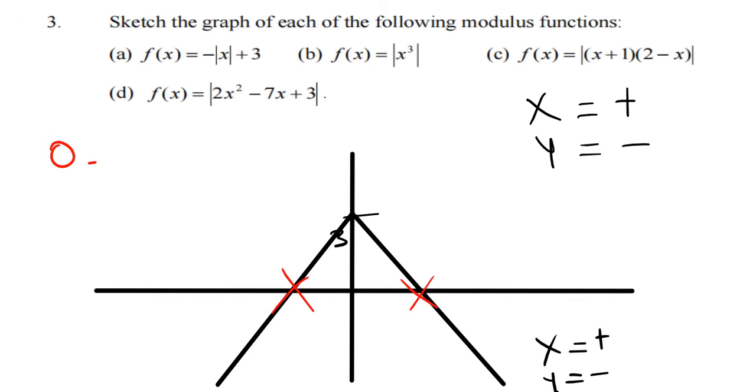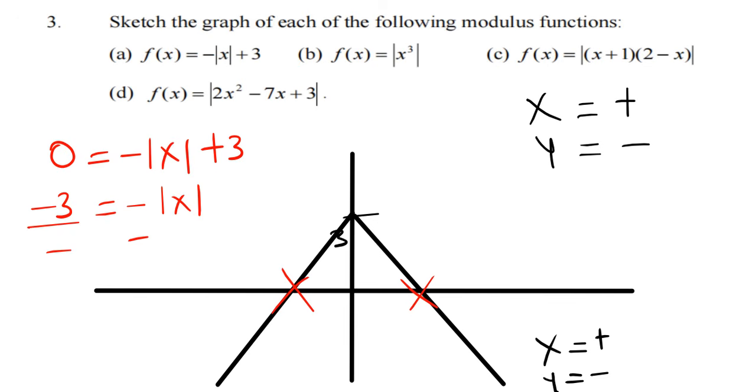So 0 will be equals to negative the modulus of x plus 3. So I'm going to take the 3 to the other side. I'm going to have negative 3 is equals to negative the modulus of x. For me to remain with the modulus of x, I'm going to divide by negative on both sides. So these are going to cancel. So 3 will be equals to the modulus of x.